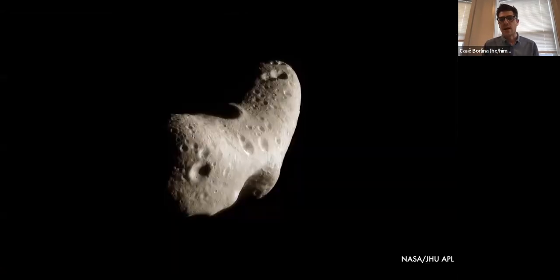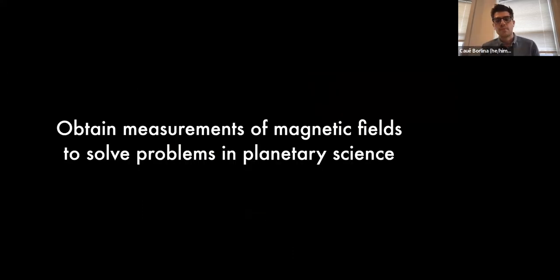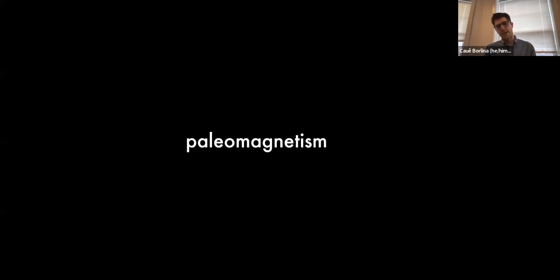We also have evidence that asteroids, as the one in the image here, produce magnetic fields deep in their interior, and some meteorites might have recorded the magnetic field. And of course, our very own Earth has a magnetic field that is being produced deep in the planet, and not only the Earth, but also planetary bodies in our solar system. The main focus of my research is to obtain measurements of magnetic fields, mainly from the past, to solve problems in planetary science.